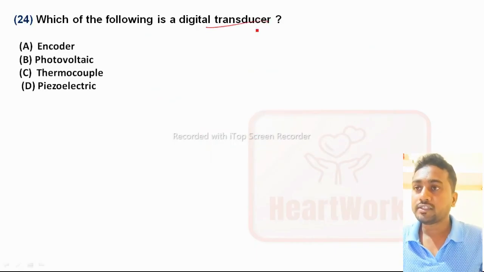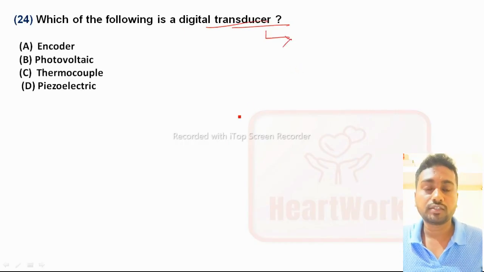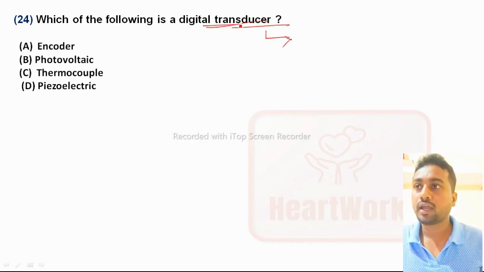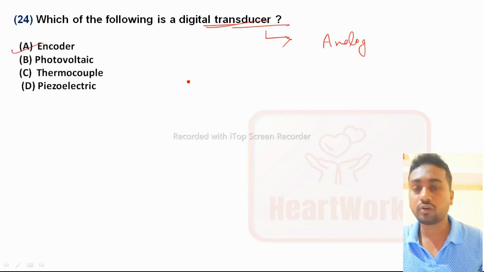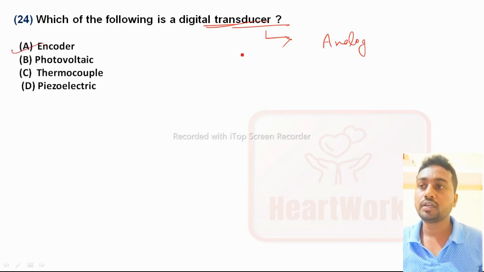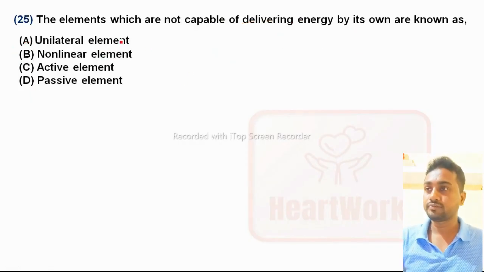Which of the following is a digital transducer? Transducer means what? A transducer converts one form of energy to another form of energy. A digital transducer is used to convert an analog signal to a digital signal. In the options, the encoder converts an analog signal into digital binary form, so the encoder is the answer.